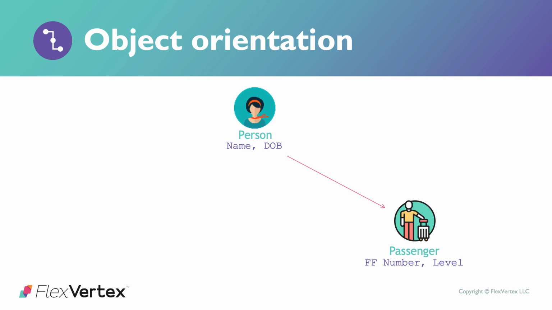Object orientation helps remove the impedance mismatch between your application code and your data storage technology. In this example, notice that we've created a base class for person and assigned some properties to it. We've then derived a passenger class from person, with two new properties. We're now able to query on the person class, which will show us all persons and passengers. On the other hand, we may elect to just run a query against the passenger class, which won't show us any objects of base class person.